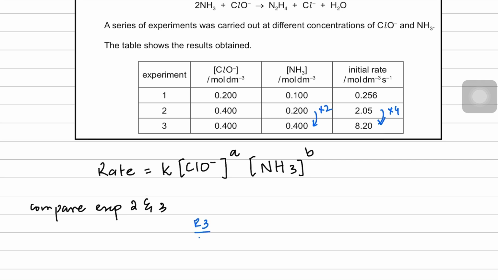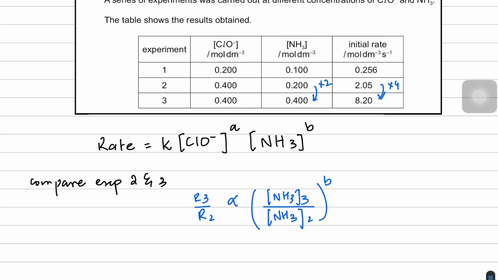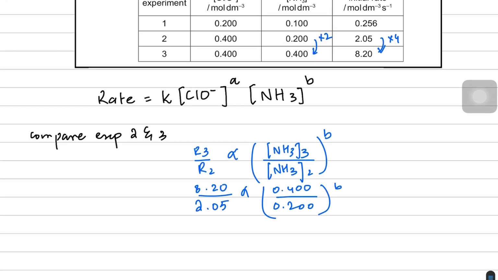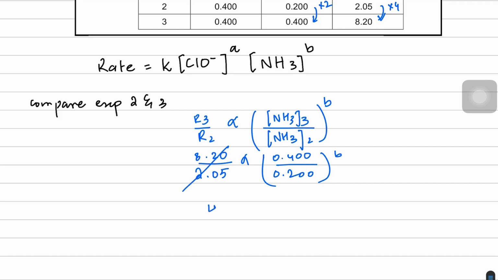So I will say that rate in the third experiment over rate in the second experiment is proportional to ammonia in the third experiment. How will I write that? I will write ammonia in square bracket and then NH3 in the third experiment over ammonia in the second experiment, so NH3 2. And then I will write the exponent of B because that's the order. 8.20 divided by 2.05, which is the rate, is proportional to the third concentration of ammonia divided by the second concentration of ammonia raised to the exponent B. When I solve it, I get to know that 4 is proportional to 2 raised to the power B. Now that is very obvious that exponent B is equal to 2. So actually the order of ammonia was 2 in my question.